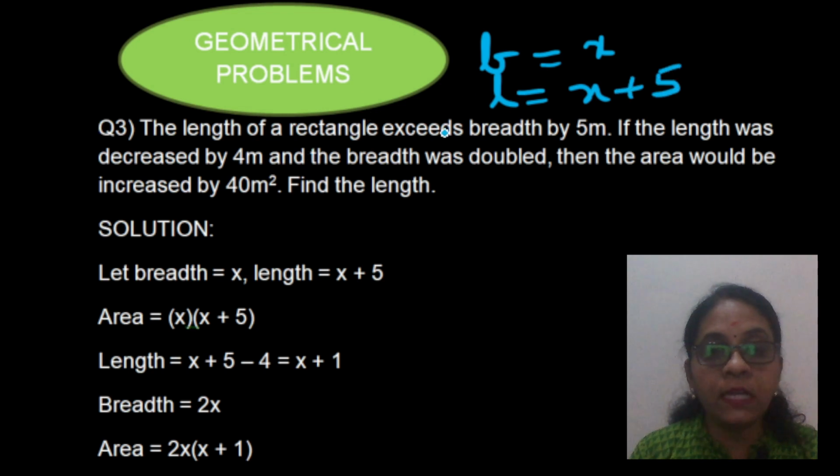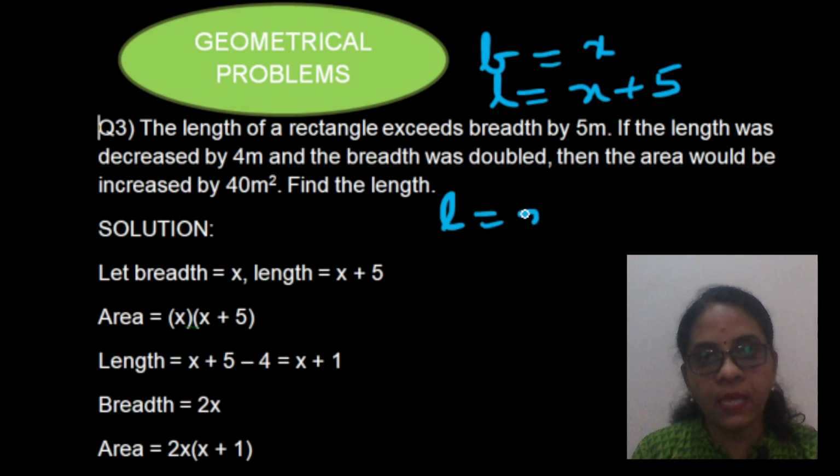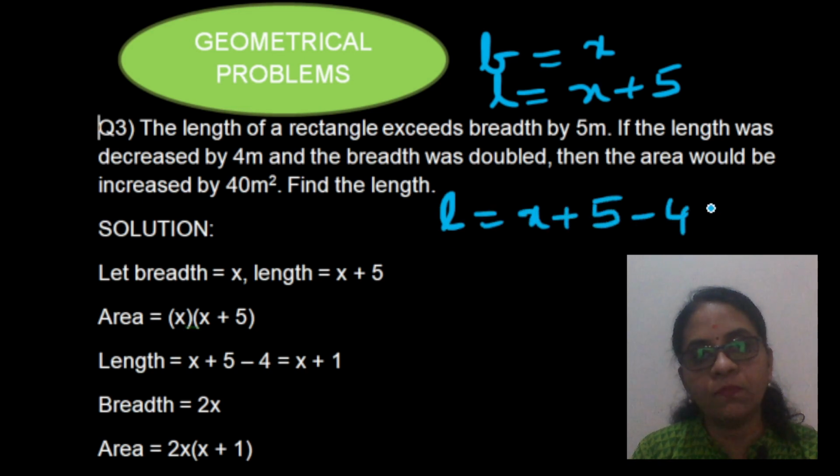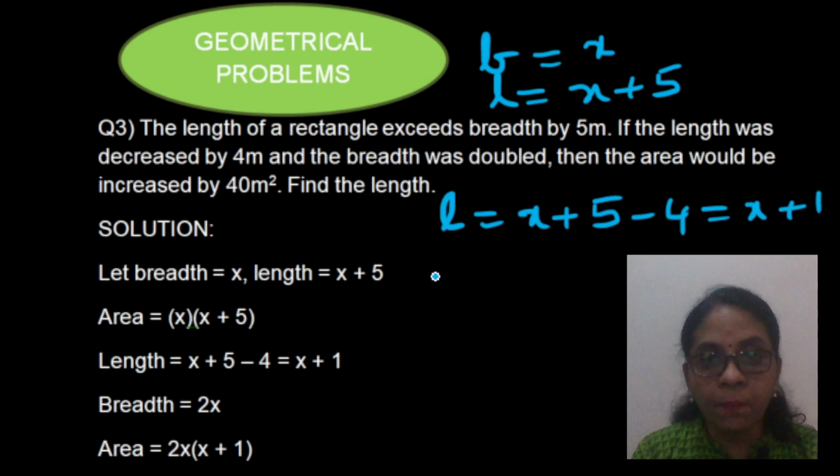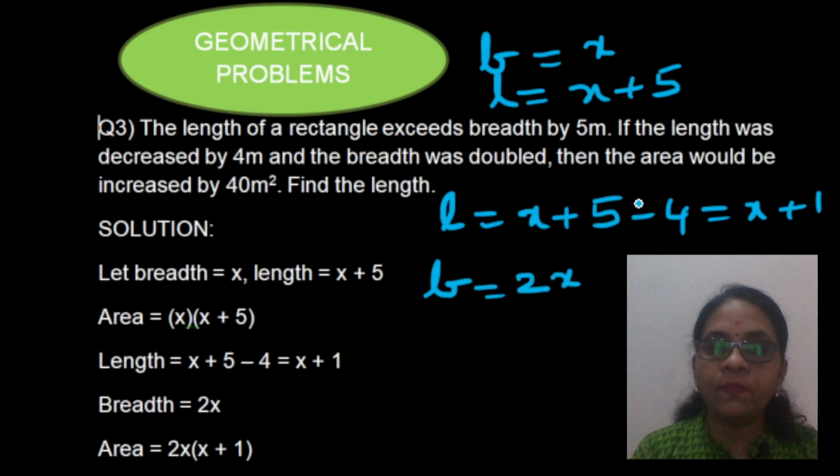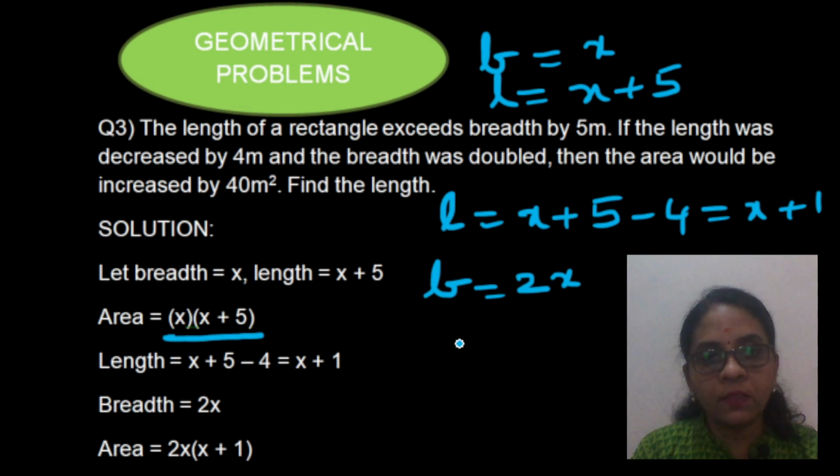Now if the length was decreased by 4, the new length becomes x plus 5 minus 4, which is x plus 1. And the breadth is doubled, so the breadth becomes 2x. If the length is decreased by 4 and the breadth doubled, what is this area? If length is x plus 5 and breadth is x, the area is x into x plus 5. Now if length is x plus 1 and breadth is 2x, the area is 2x into x plus 1.